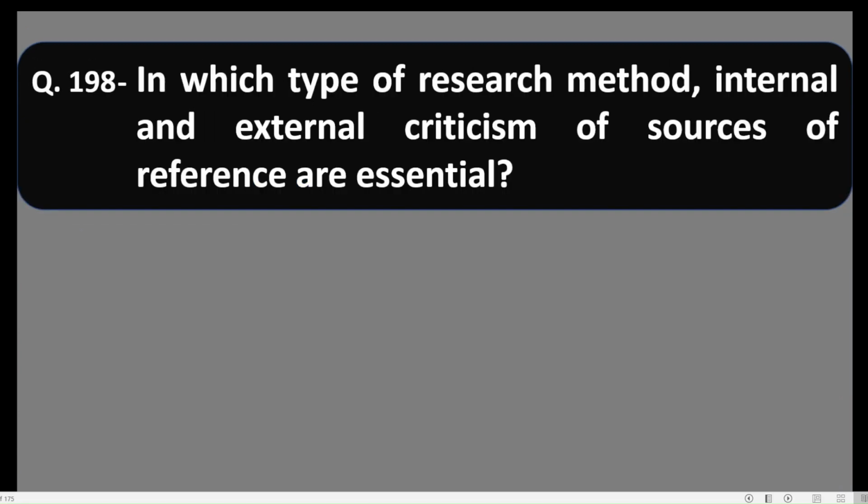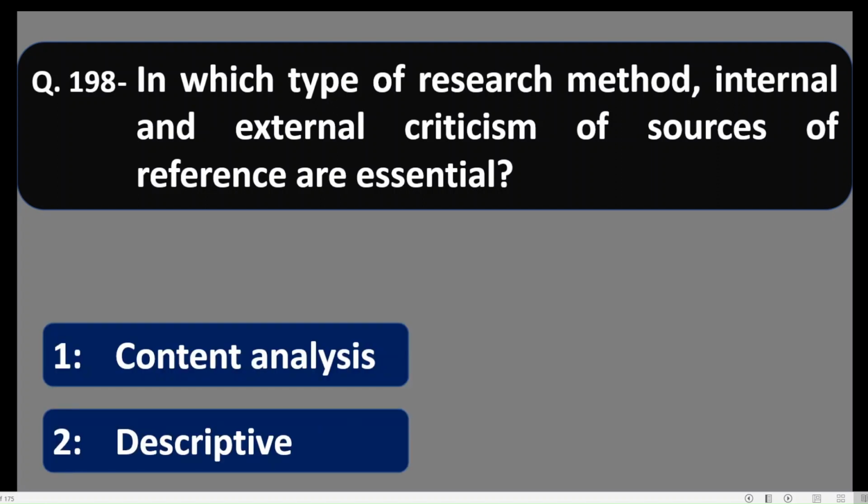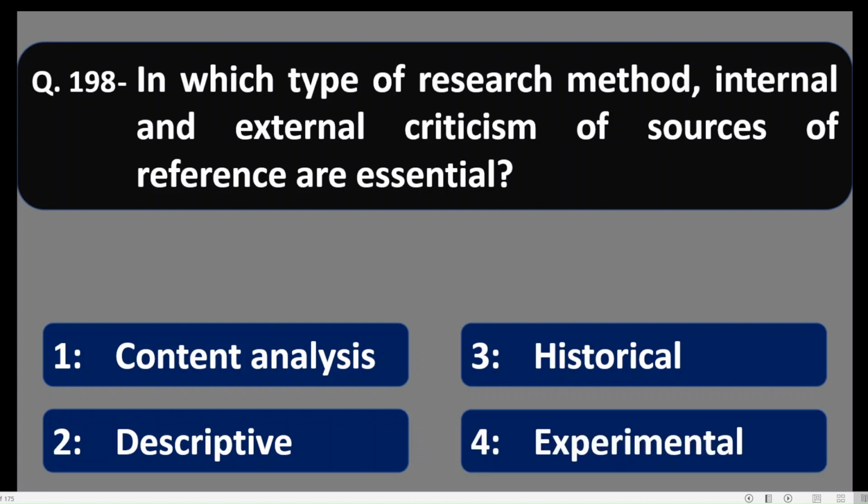Question 198. In which type of research method are internal and external criticism of sources of reference essential? Content analysis, descriptive, historical, experimental. Friends, internal and external criticism of the sources is done in historical research. So option 3 is correct.